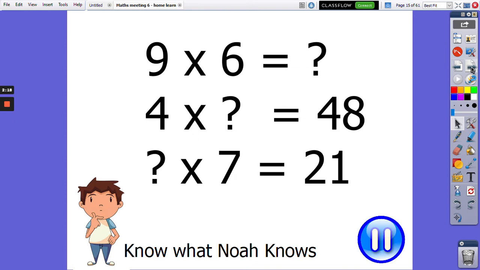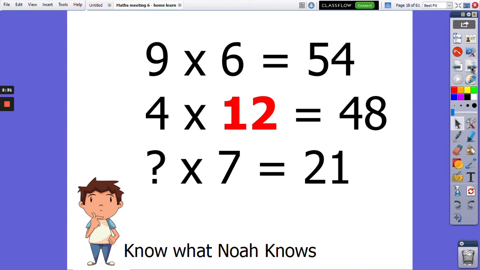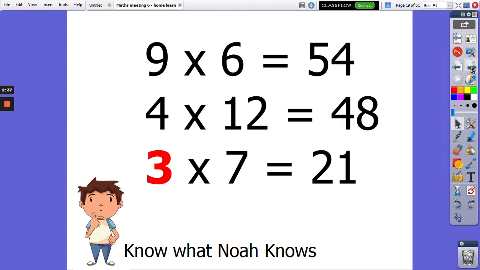Okay, let's see what we got. So 9 multiplied by 6. 9 times 6 equals 54. 4 multiplied by something equals 48. 4 multiplied by 12 equals 48. And something multiplied by 7 equals 21. Something times 7 is 21. 3 times 7 is 21. Well done if you got all 3 of those correct. Okay, let's move on now.